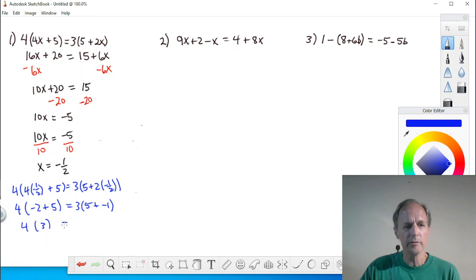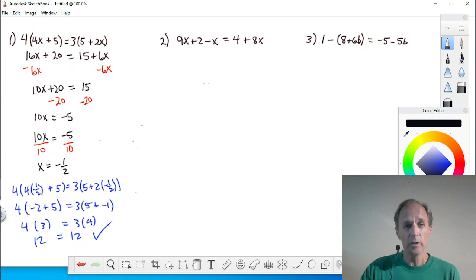Negative 2 plus 5 is 3. 5 plus negative 1 in the parentheses, that is 4. 4 times 3, 12. 3 times 4, 12. Excellent. It checks out. Okay, so let's look at the next one.